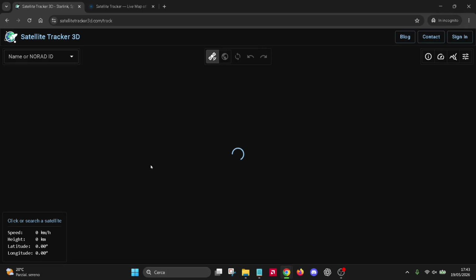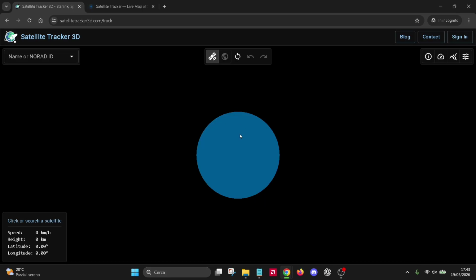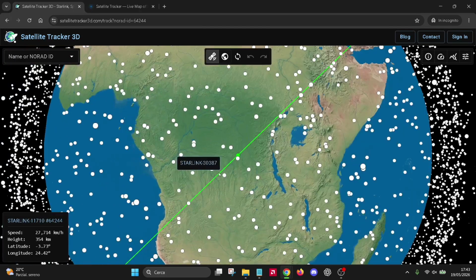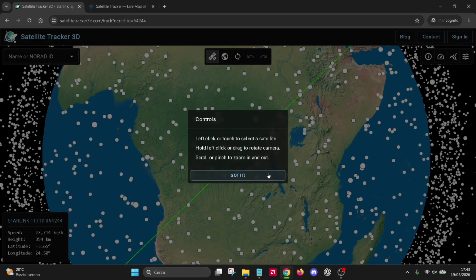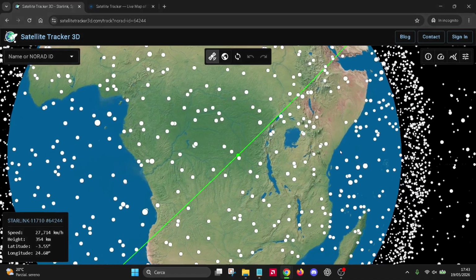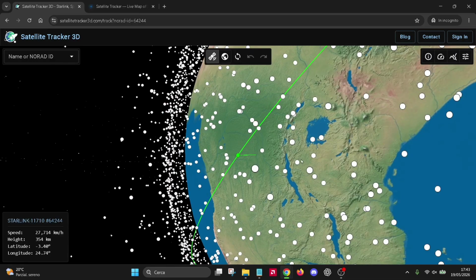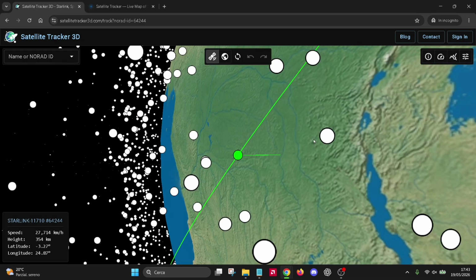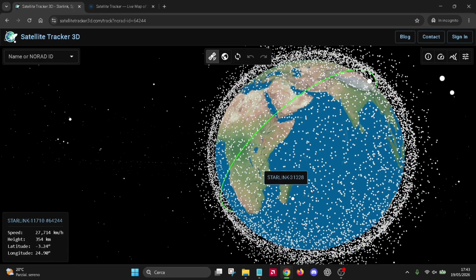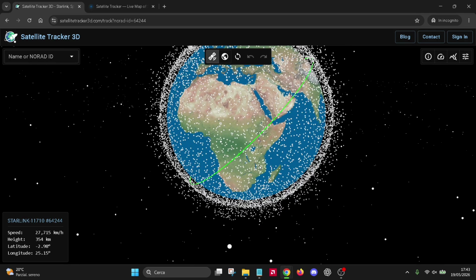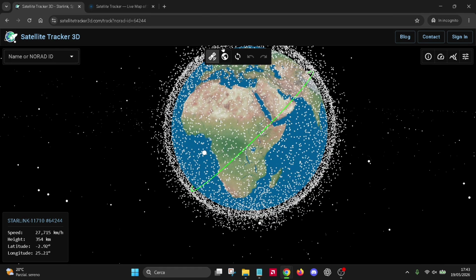Thousands of active satellites currently orbit Earth. Each one follows a carefully calculated trajectory determined by physics, velocity, altitude, and gravitational forces. Although these objects move at extraordinary speeds, their motion is highly predictable. That predictability is what makes satellite tracking possible.